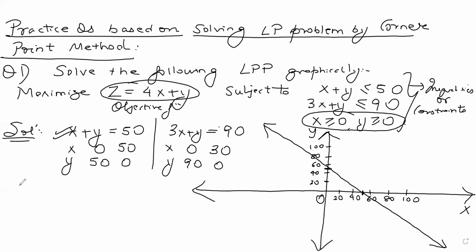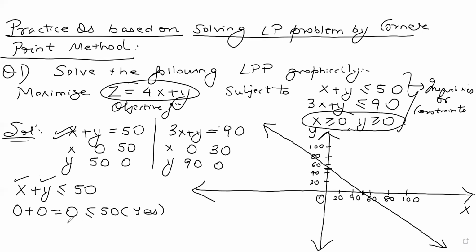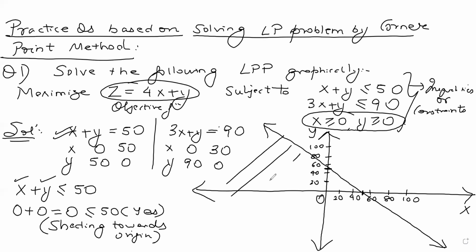Now, guys, I have to plot x plus y less than equal to 50. So where will the shading happen? Put x as 0, put y as 0. So 0 plus 0 is equal to 0. Is 0 less than equal to 50? Yes. So shading will be towards the origin. Very simple. That means my shading will be in this area, towards the origin.